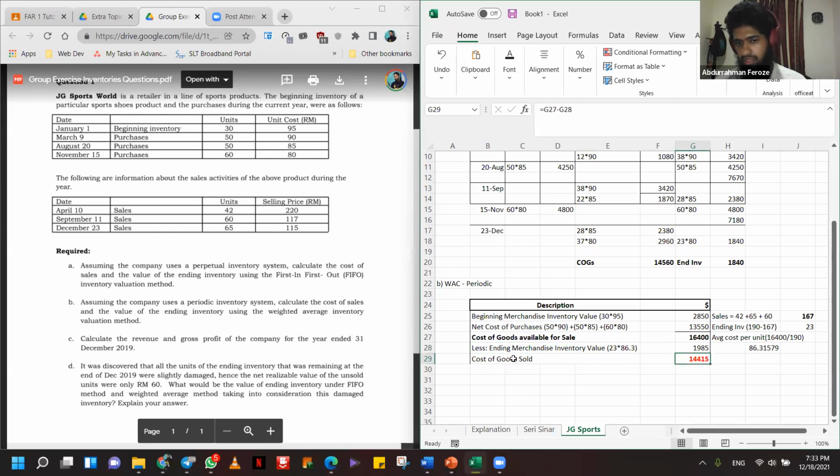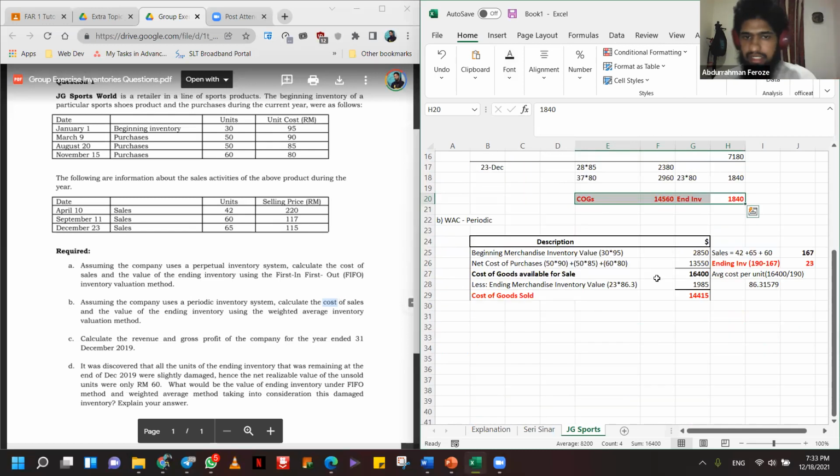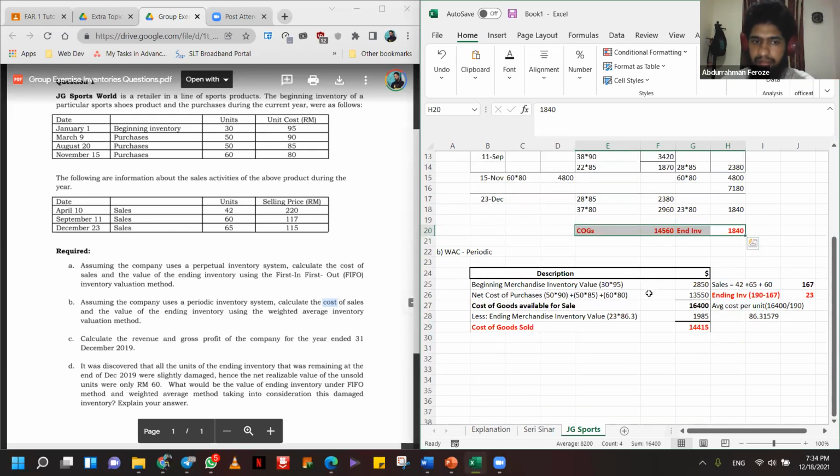So this is the cost of sales. This is what they wanted, yeah, they want this. The question wanted this, and they wanted this. So this is the relevant answer. All right. Is that clear? Was part B clear?